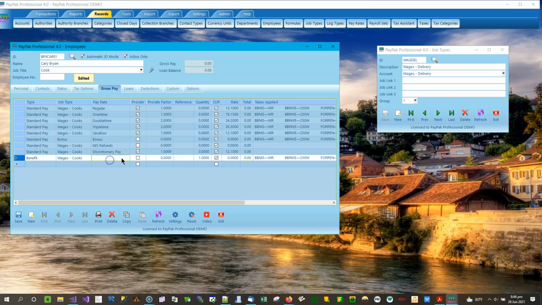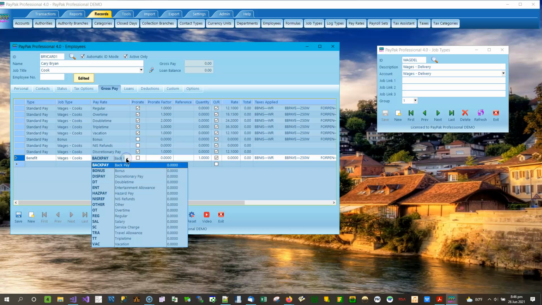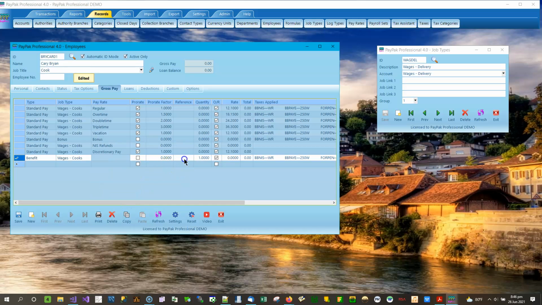Oh, sorry, I didn't choose the pay rate. Let's just choose other for the time being. I don't have a particular one set up. The job type, well, I could still go to wages cooks, but probably with some other type of job type in this case. And let's say $200 here. Okay, so this $200 is a benefit.